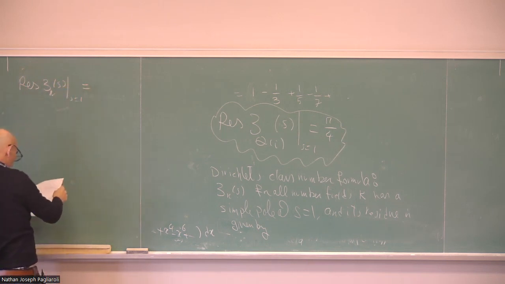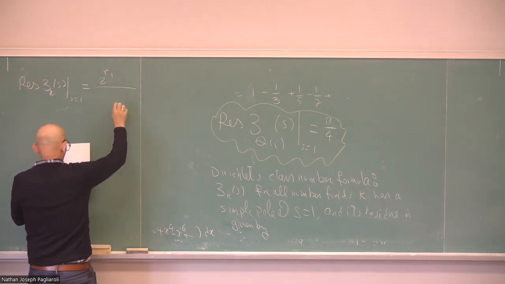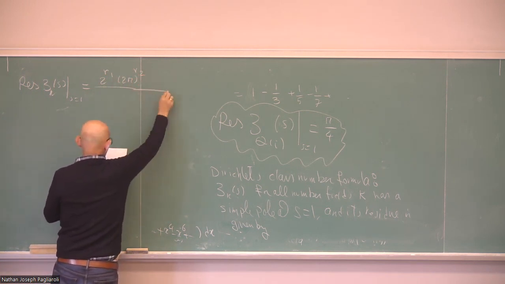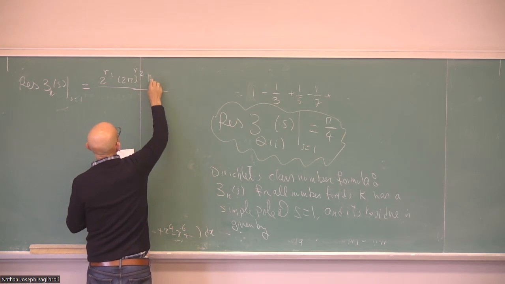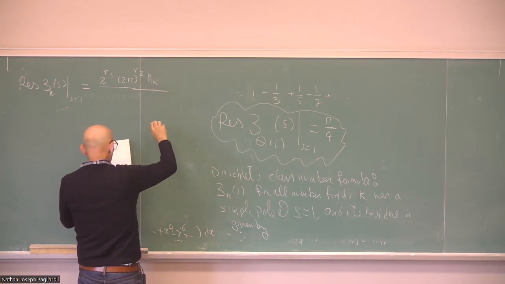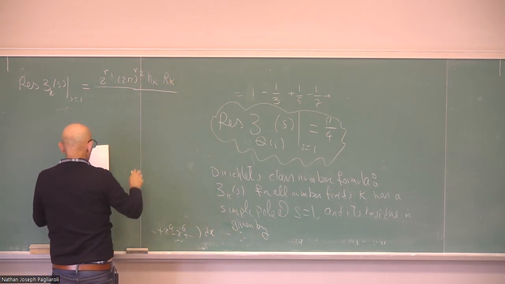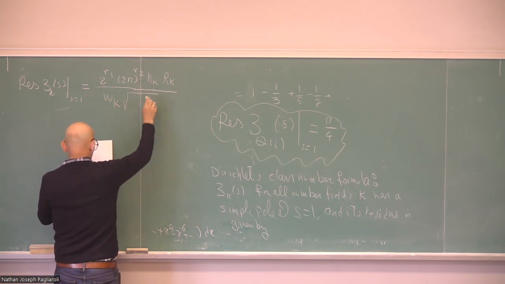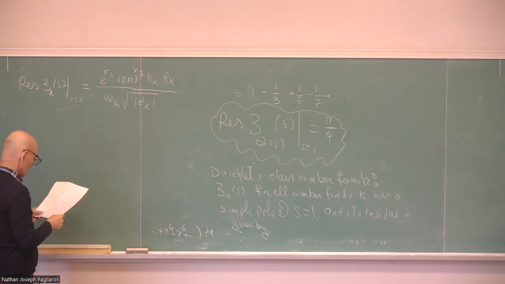is equal to 2^r1 (2π)^r2 times h_K times R_K, divided by w_K times the square root of the absolute value of d_K. Is that good enough? Yeah, I get it, I guess. Yeah. Right.